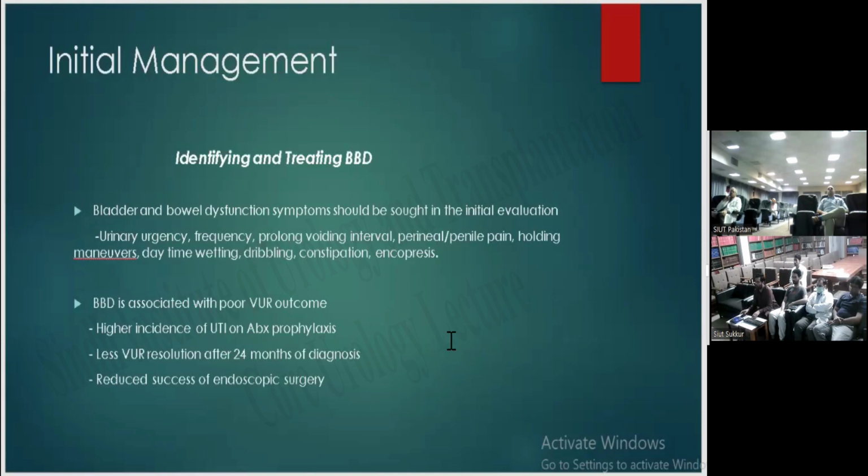Initial management: identifying and treating bladder bowel dysfunction. Its symptoms should be sought in the initial evaluation: urinary urgency, frequency, prolonged voiding interval, perineal or penile pain, holding maneuvers, daytime wetting, dribbling, constipation, and encopresis. Bladder bowel dysfunction is associated with poor VUR outcome, higher incidence of UTI on antibiotic prophylaxis, less VUR resolution after 24 months of diagnosis, and reduced success of endoscopic surgery.